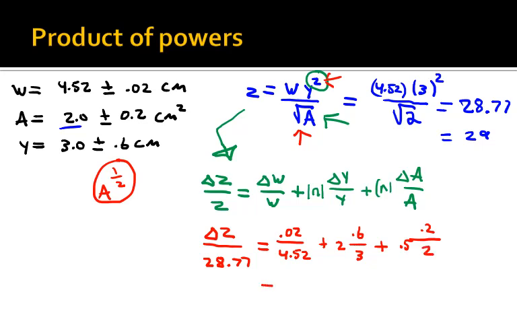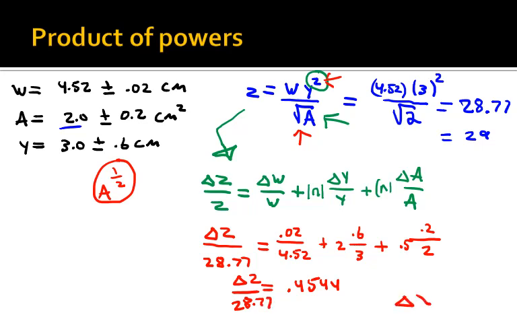So, and that'll give us the uncertainty in Z. So let's calculate the right-hand side. I'm going to put this all on my calculator: 0.02 divided by 4.52 plus 2 times (0.6 over 3) plus 0.5 times (0.2 over 2), and we'll get 0.4544 is equal to the uncertainty of Z over 28.77.